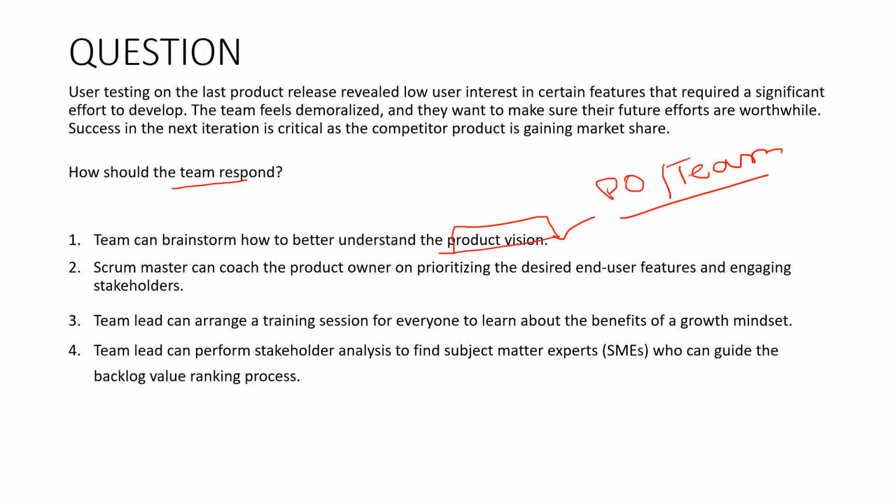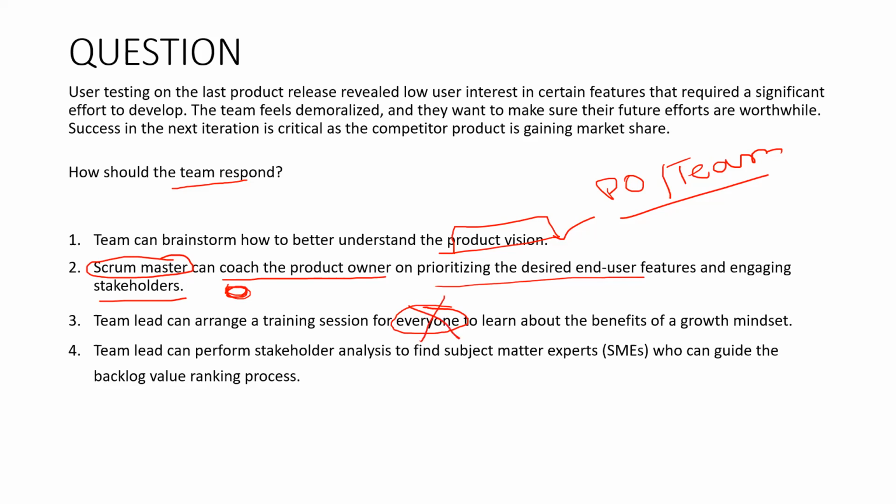So now let's go. The Scrum Master can coach the product owner on prioritizing the desired end user features and engaging stakeholders. Being the expert person, can he do this? Do you think that could be the answer? I am keeping it as a thought-out option. Let's go next. The team lead can arrange a training session for everyone. I told you specifically, if you find this type of word, can it be the right answer? Never. When you find everyone, I don't even need to read what is written.